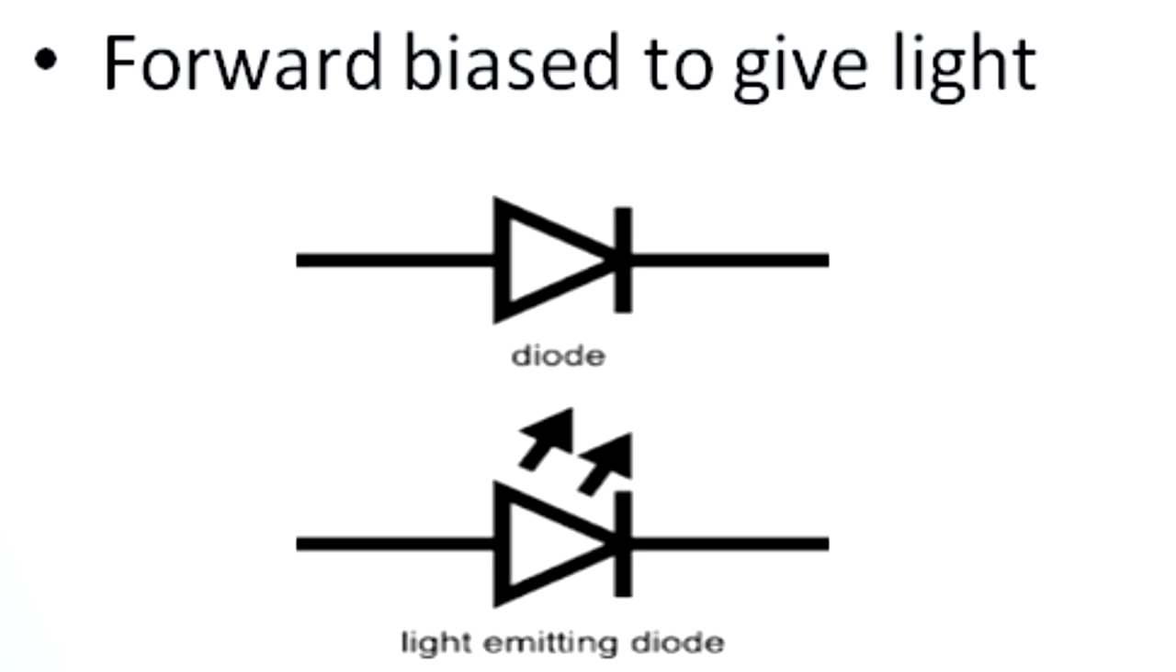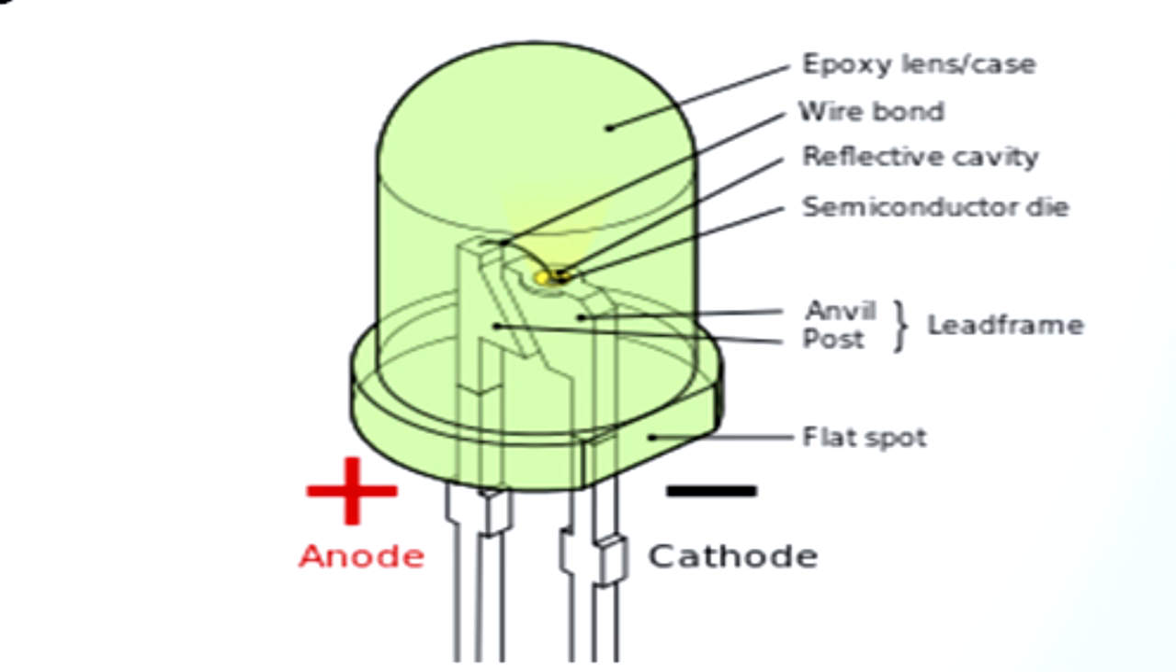And all diodes will give off photons, even, you know, power supply diodes. But they're in black cases, so you don't see it. But these are optimized for emitting light, and light of a very specific color and intensity. So light-emitting diodes, when they're forward-biased, will give off light.